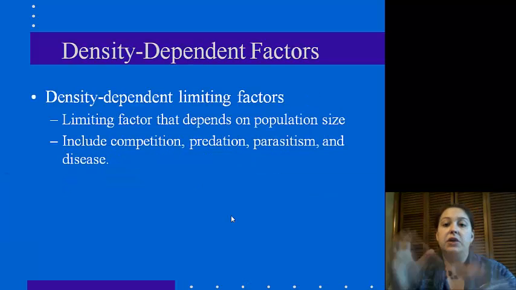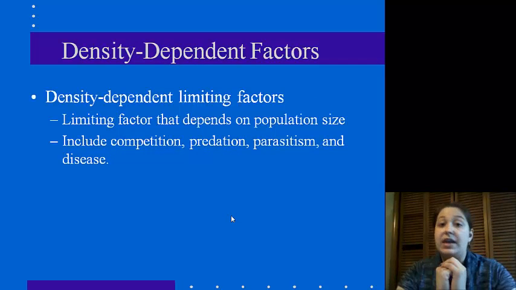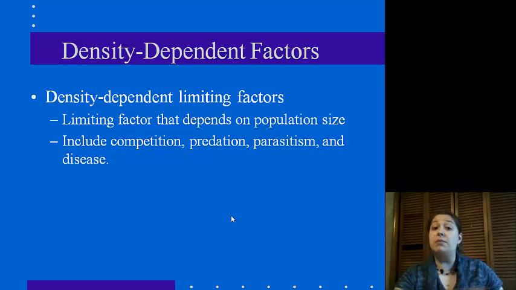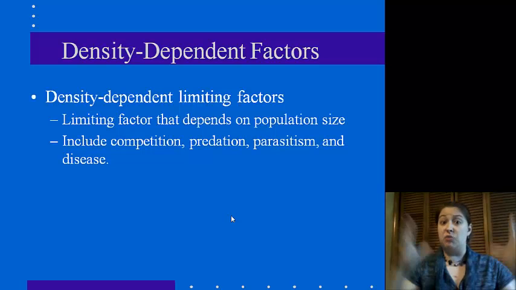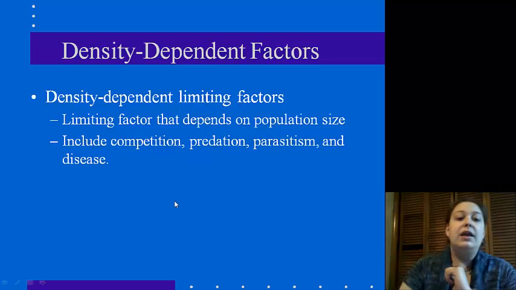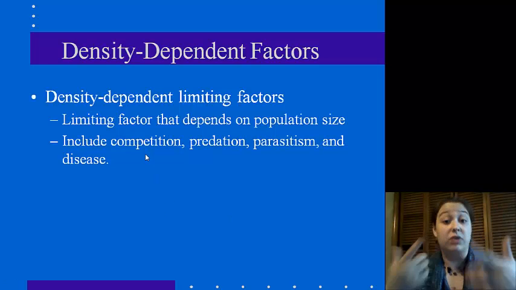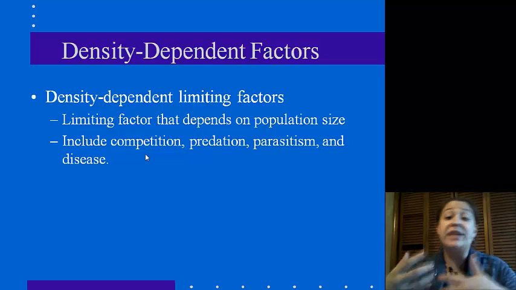Density-dependent factors. So these factors depend on the density. If there's a very low number, then we don't really see this. But as the population gets denser and denser, and there's more and more, we'll see these factors. These include competition. So as the population number increases, we see more competition, more predation, more parasitism, and more disease.